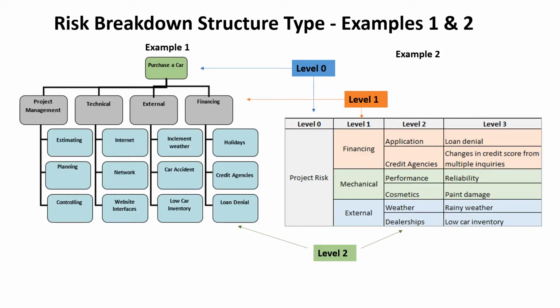So let's look at two examples. Example 1 and 2. Level 0 is your risk project name, or you can simply just say project risk. Level 1 being the first row in the purple row in example 1, and you'll see the first row in level 1 for the example 2 will list your risk categories. And the bottom will list in detail more of the risk in example 1 and in example 2 in level 3. So example 1 is more of a stack list, and example 2 is more of a listing list.